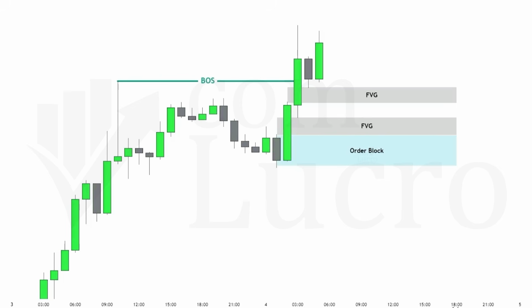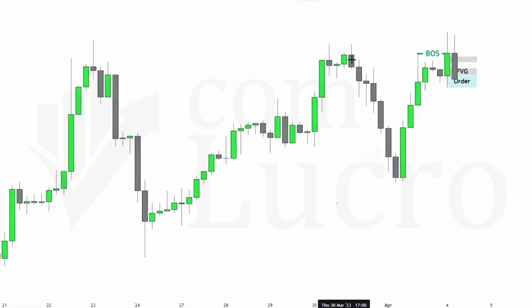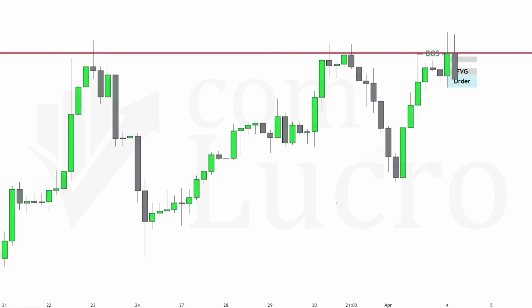Fair value gaps show bullish momentum, and the order block offers a perfect long opportunity. Zooming out to the 4-hour chart, we see a critical higher time frame level often rejecting the price. However, weakening rejections indicate a possible break to the upside.